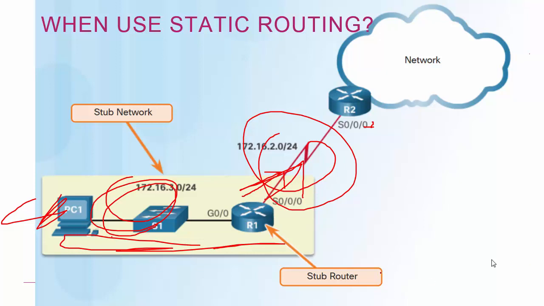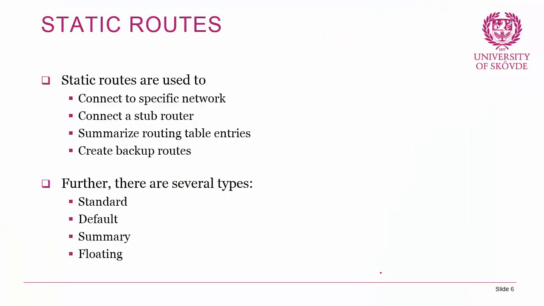So, moving on. Static routes are used to connect to specific networks, saying specifically that a packet going to this network out in the distance should take this way. They are used for connecting a stub network, and you can also use them to summarize routing table entries, which we're going to look at in a little while, or create backup routes, which we're also going to explore in a little while. There are different types of static routes. We're going to go through them in the next couple of slides.